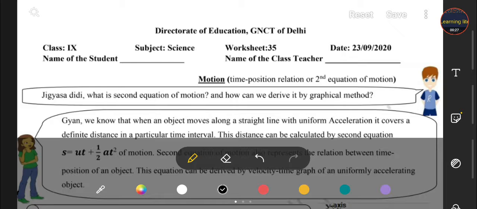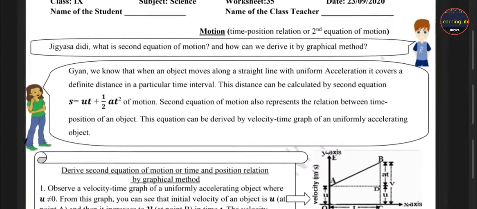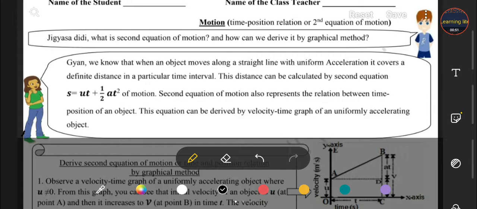So students, we use here the same graph which we used in the last worksheet, and I think you already know about the physical quantities. What are the physical quantities and their symbols? I think you are easy with that. U is our initial speed, and V is our final speed, final velocity. A is our acceleration, T is the time period, S is the distance. So students, if you remember the symbols, let's move with me to do the second equation of motion.